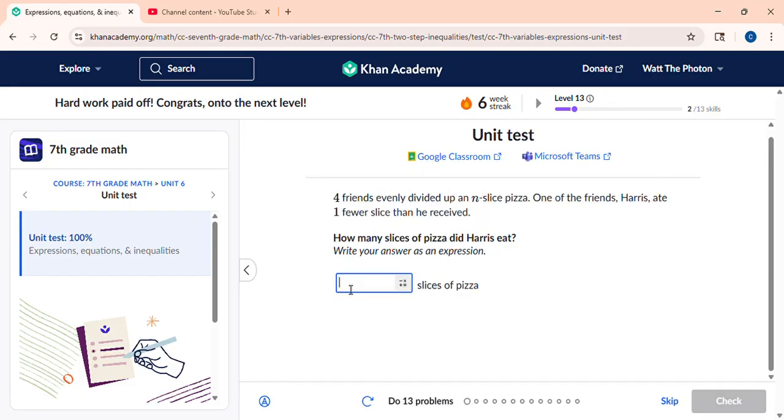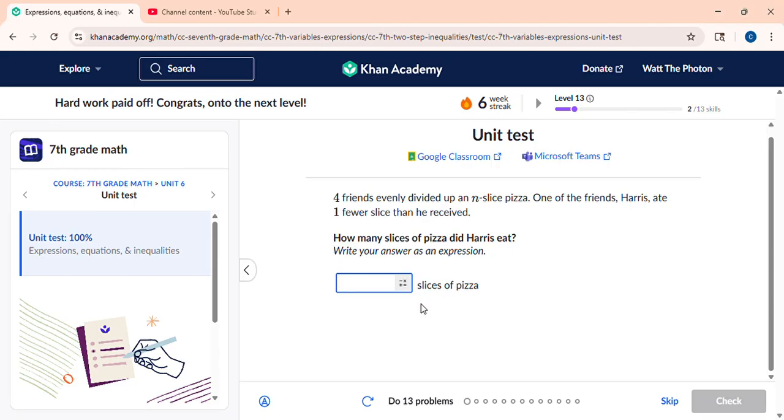4 friends evenly divide N slices of pizza. Harris ate one fewer slice than he received. How many slices of pizza did Harris eat? So 4 friends evenly divided up N slices.